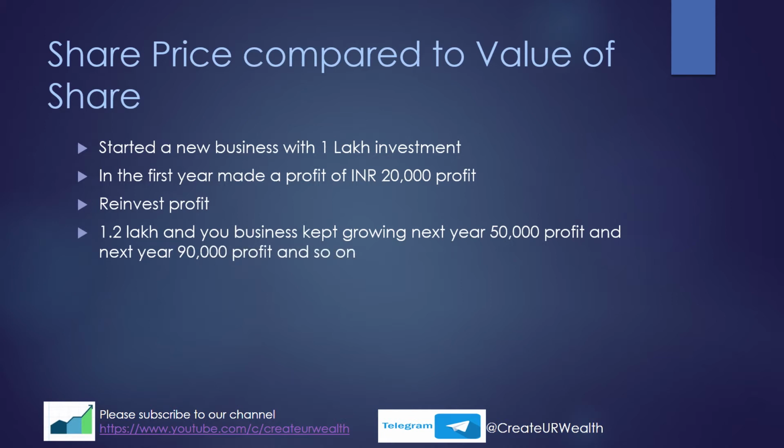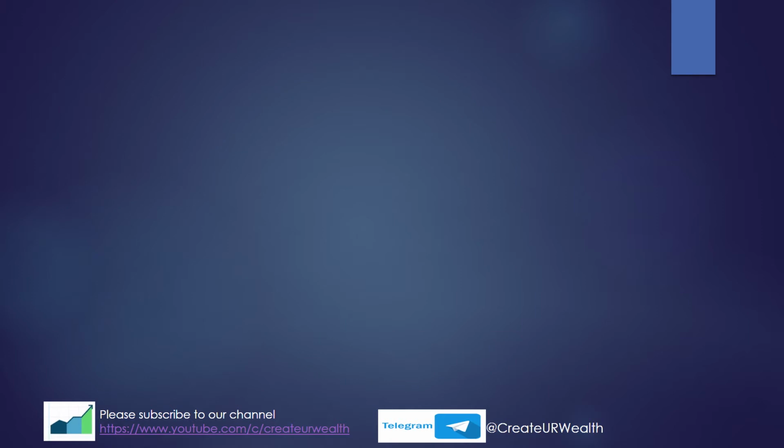Now, your business kept growing year after year. This next year, you made a profit of 50,000, and the year after, you made a profit of 90,000, and so on. And this reached a stage where your working capital reached an amount of 5 lakh rupees. You have been doing really well and now have plans for expanding your business.